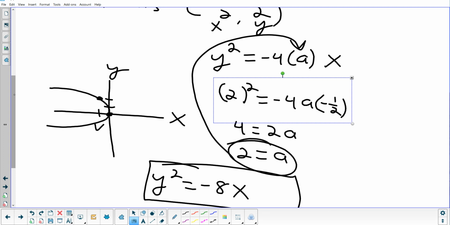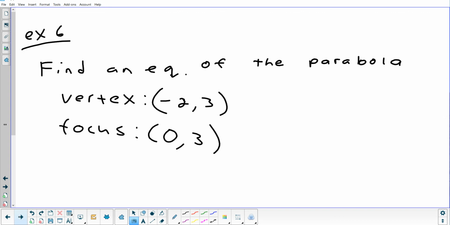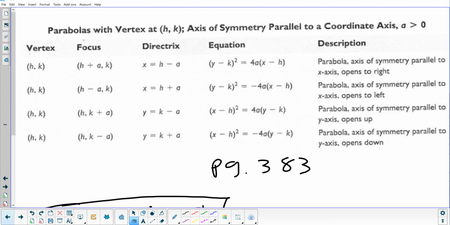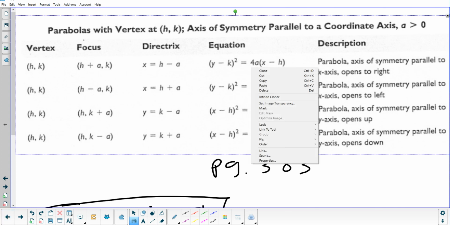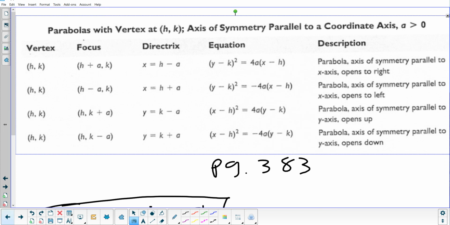Questions on that? Okay. So now we want to take a look at what happens if the vertex is shifted. Okay, if it's not at the origin. Well, everything I've shown you so far still applies. If the number in front is a +4, and the letter over here is an x, it's going to open right. If this is a -4, and the letter is an x, it opens left. +4 and a y means up. -4 and a y means down. So that stuff is all the same.